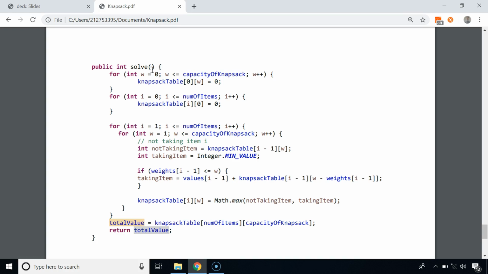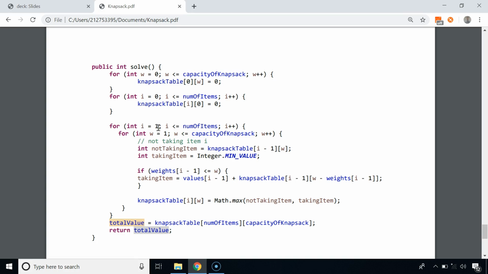Now let's see the implementation of the solve and the show result methods. So in the solve method, we first fill the value of the base cases. This is the case when we don't include any item in the knapsack, so regardless of the capacity of the knapsack, all the values in the first row will be 0. Similarly, this is the case when the knapsack capacity is 0, so all the values in the first column will be 0.